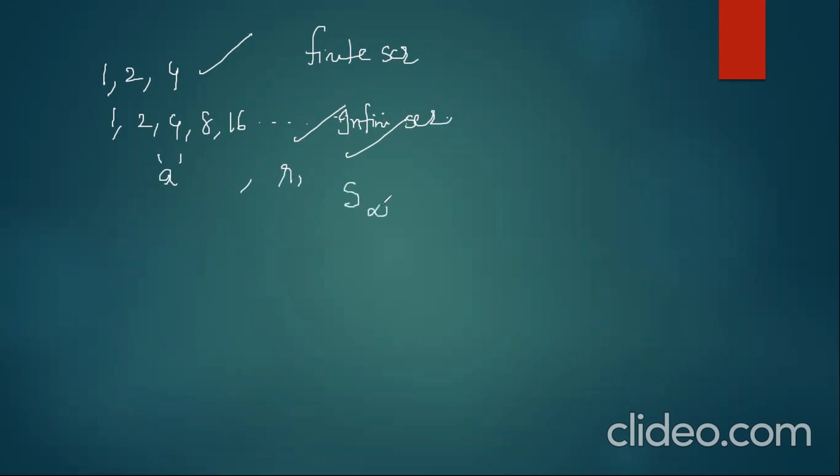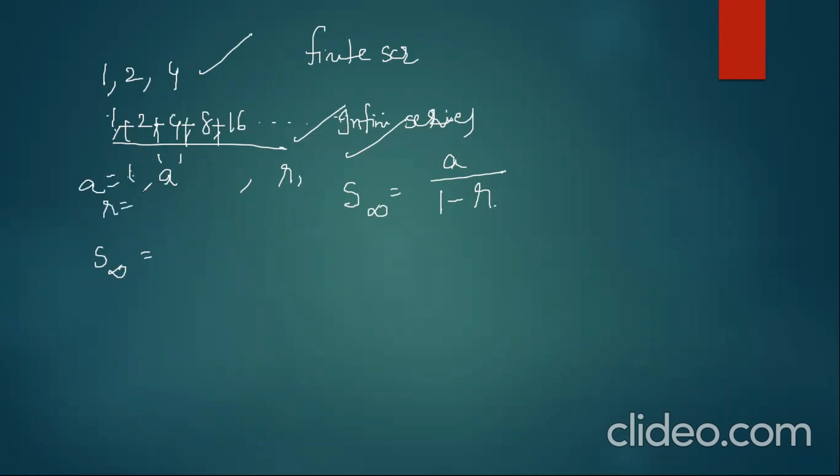Then, sum to infinite terms, because it contains infinite numbers. Okay. Sum to infinite terms can be written as A by 1 minus R. Okay. Suppose they gave plus here between them. This is infinite series, no? Suppose they are asking us to calculate S infinity. Here A is equal to 1 and R is equal to 2. So, A by 1 minus R. 1 minus 2. Can I write 1 by minus 1? So, S infinity is minus 1. In that way, we can easily calculate the S infinity, infinite series sum also. Okay? Got it? Yes. Next.